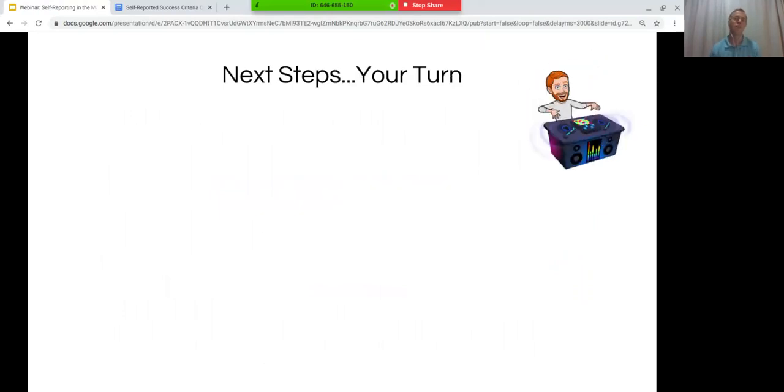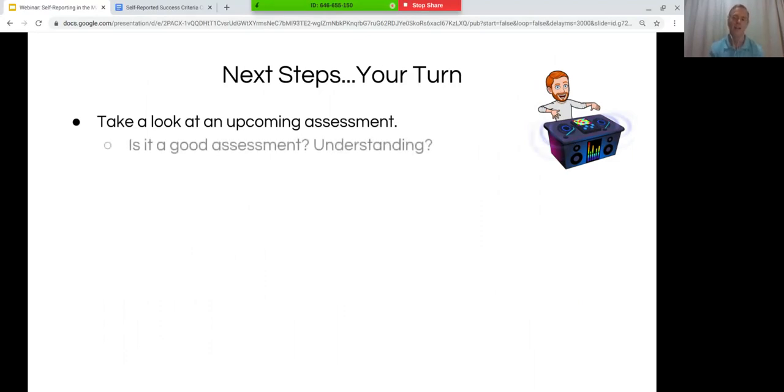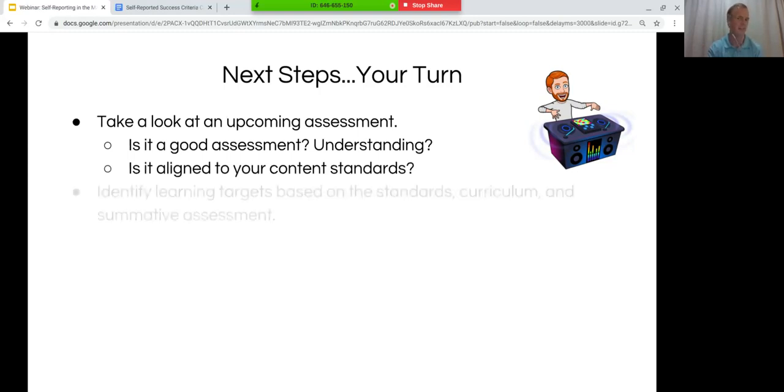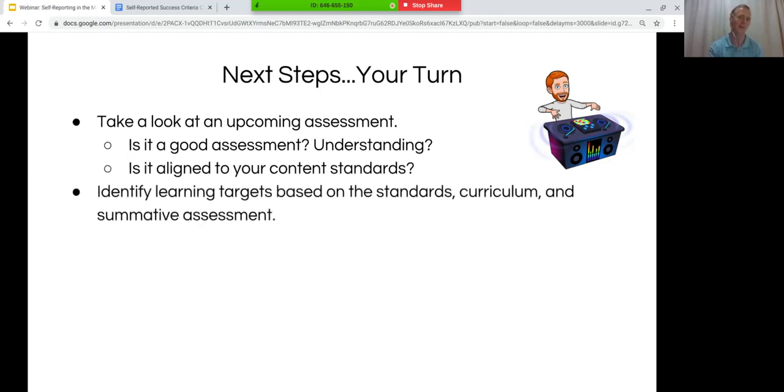All right, so this is your task, and you could do this if you want to. I want you to take a look at an upcoming assessment, maybe for next year, your opening assessment to start in the fall of 2020. All right, is it a good assessment? Are you asking questions of conceptual understanding, not so much procedures? All right, is it aligned? If you're in Algebra 2, are you teaching Algebra 1? If you're in pre-calculus, are you teaching Algebra 2?